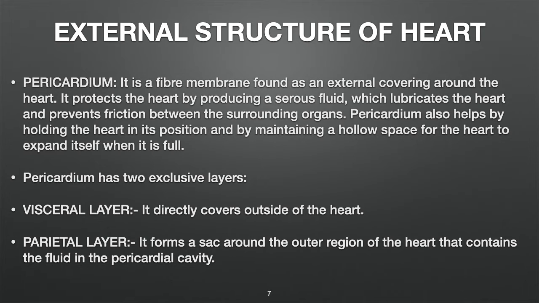So basically the pericardium has two exclusive layers. One is the visceral and the other is the parietal layer. The visceral layer directly covers the outside of the heart, and the parietal layer forms a sac around the outer region of the heart that contains the fluid in the pericardial cavity.